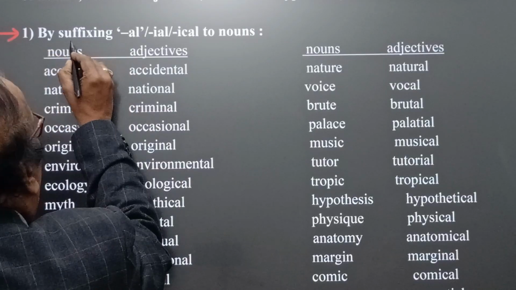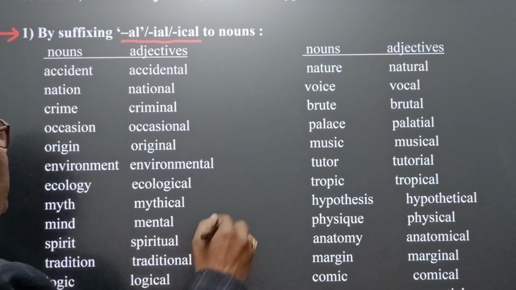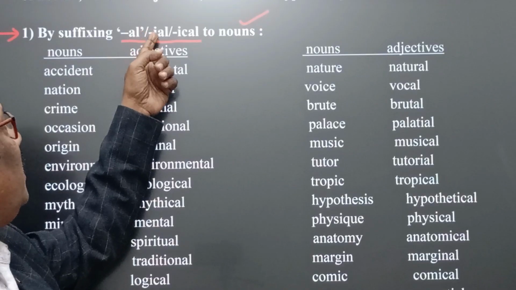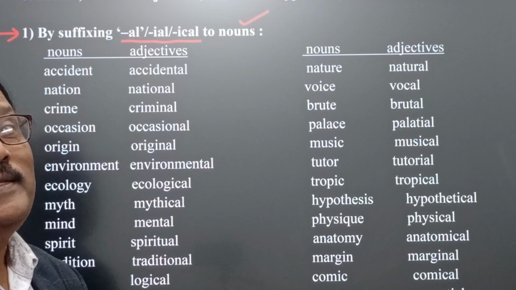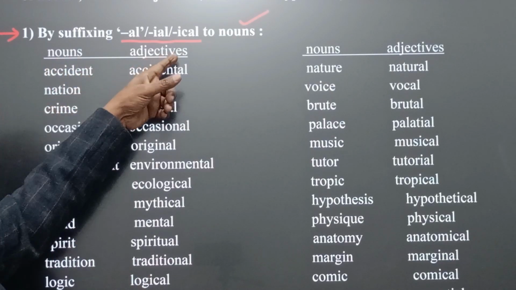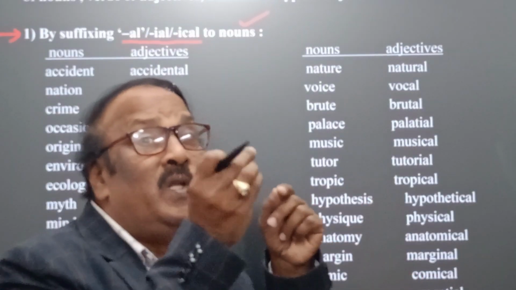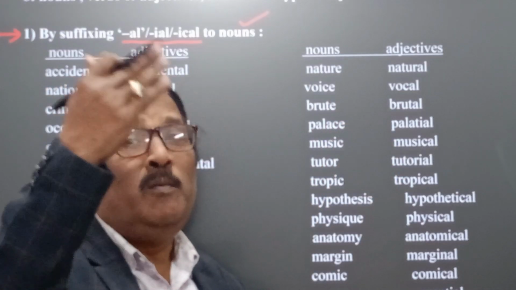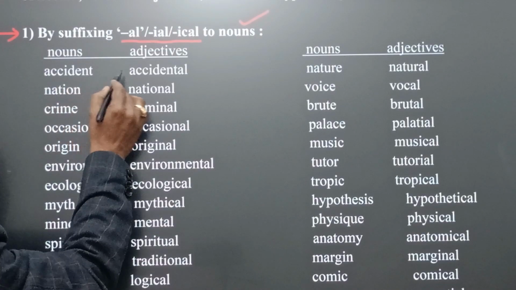Okay, part 1, by suffixing al, ial, and ical to nouns. Yes, it means at the end of a noun, if we use the suffix al, ial, ical, definitely we form typical adjectives. Let's see how. Yes, nouns and adjectives. My dear students, remember, this is a very important factor that if we know these typical adjectives and use them with a head noun in order to make noun phrases, then it will be suitable on our part at the time of writing and speaking. Let's see how. Accident, accidental.